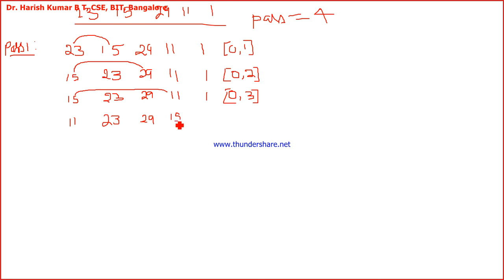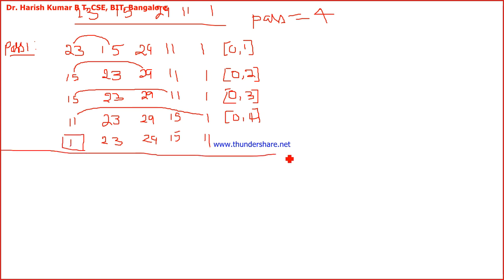15 and then 1. Next we go for comparing the element which is at 0 with the element which is at 4. So 11 with 1. Swapping is required. 1, 23, 29, 15 and 11. Now 1 has taken its proper position. So this is the end of pass 1.